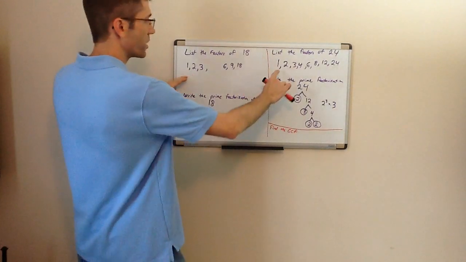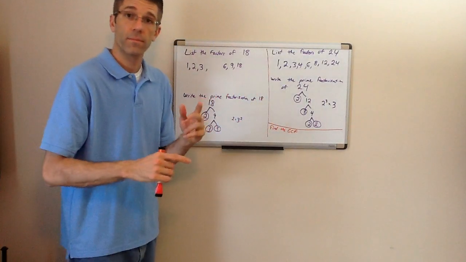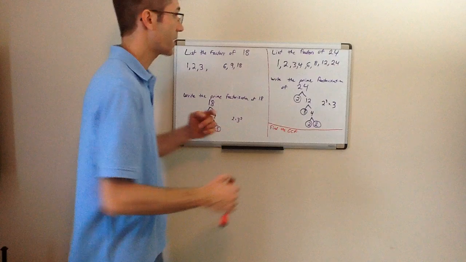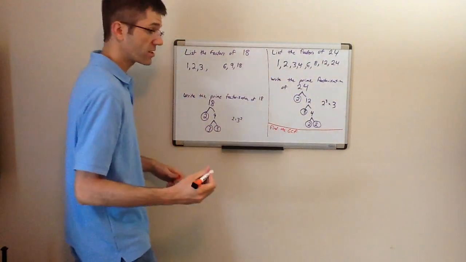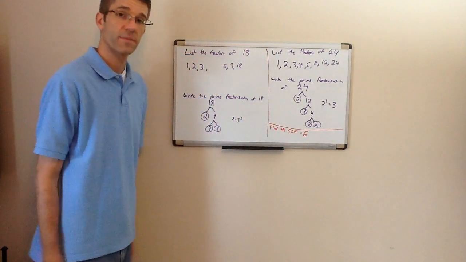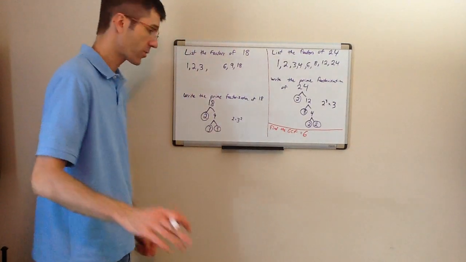Find the largest number between these two lists that they have in common. Sometimes that number is 1. In this case, that biggest number that they have in common is 6. So the GCF is 6. Find the GCF, well, it's equal to 6. Okay, let's do it a different way.